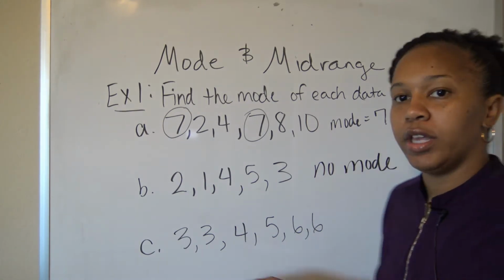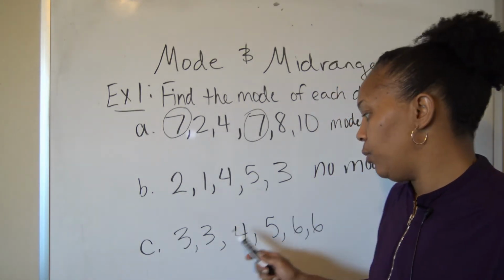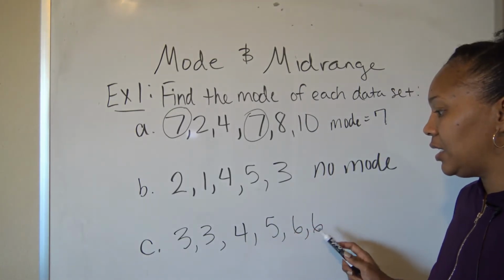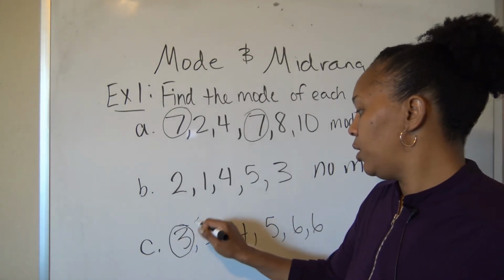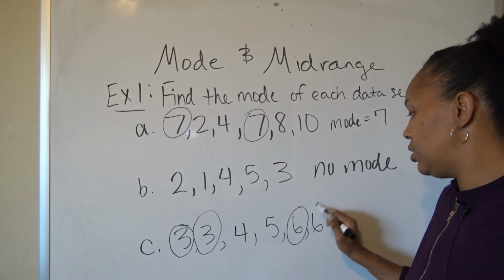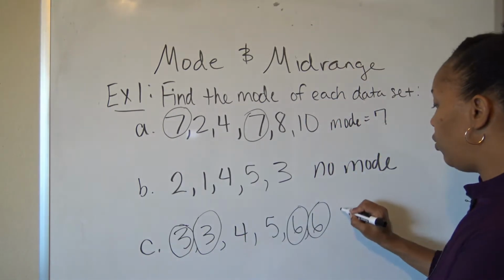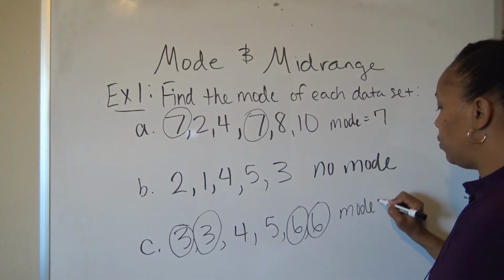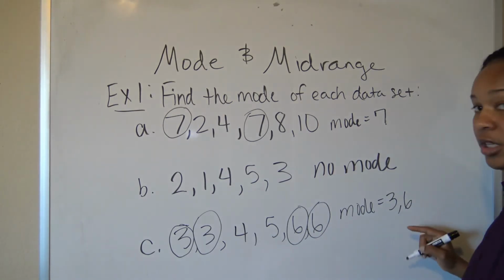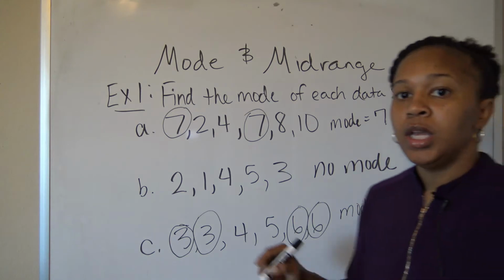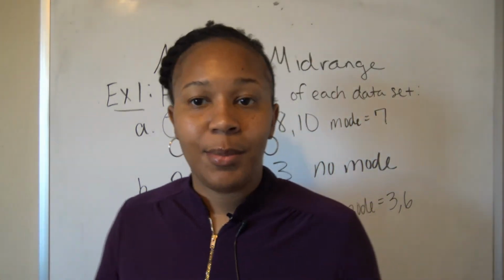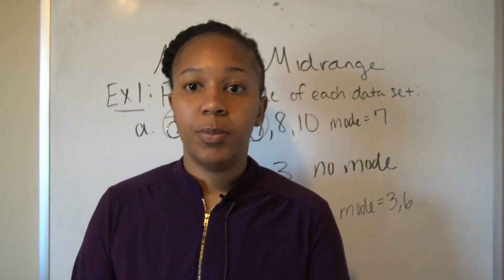And then if you look at this third data set, we have 3, 3, 4, 5, 6, and 6. If you notice, 3 appears twice, and so does 6. So we have two numbers that appear the most. In this case, your mode will be equal to 3 and 6. So you actually have two modes, okay? This is how you will find the mode. It's basically figuring out which number appears the most.